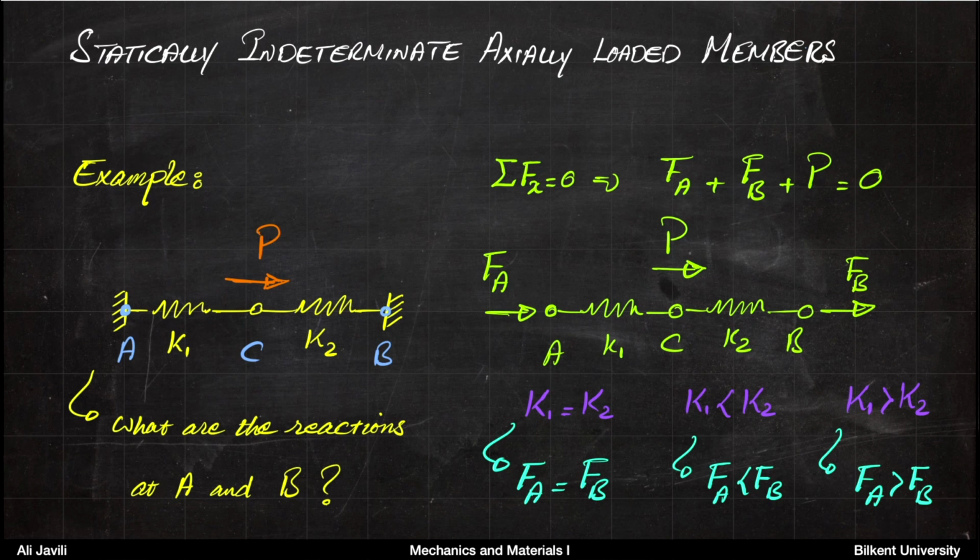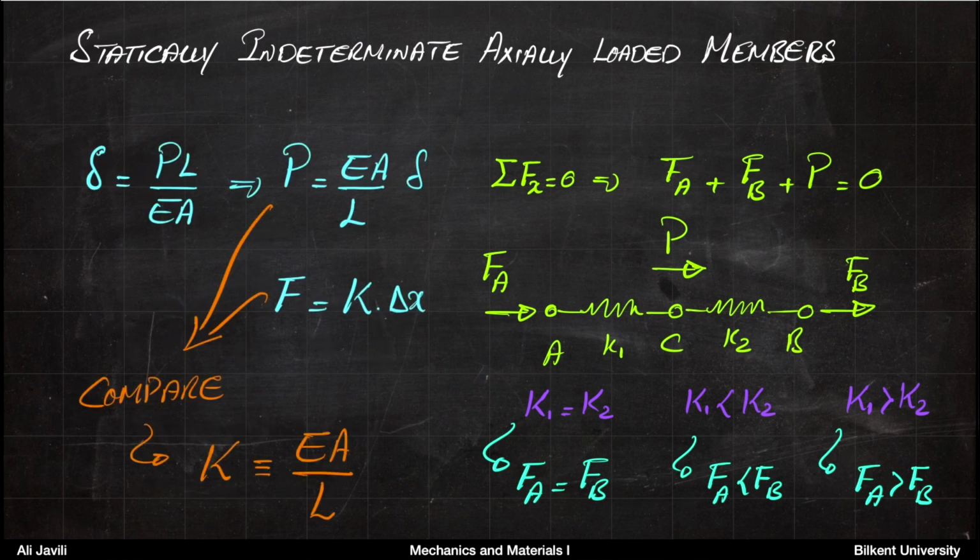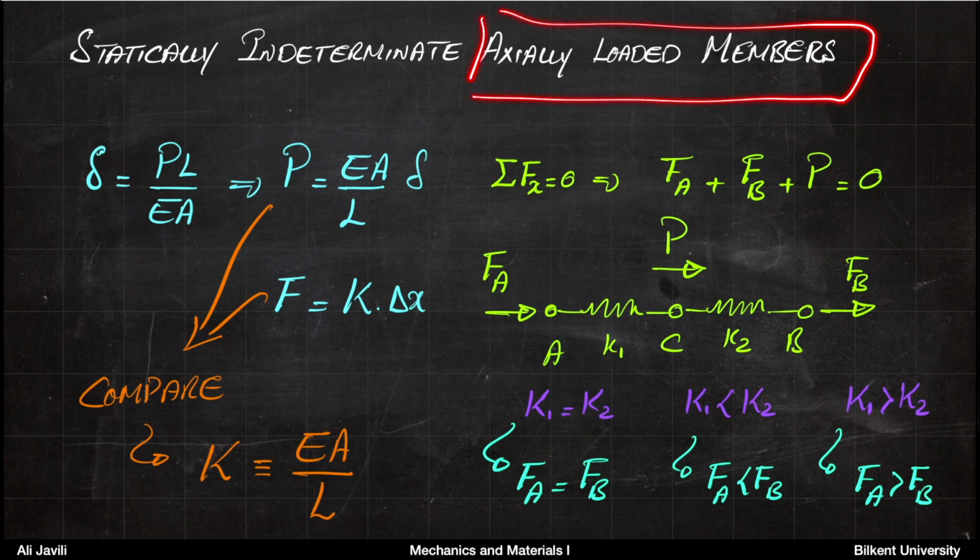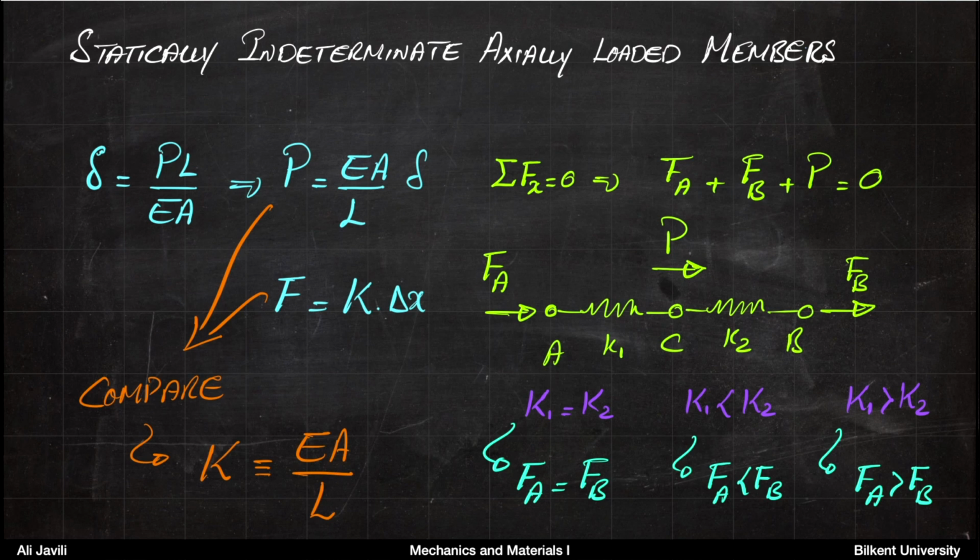Okay, so I think with this intuition, you can kind of feel where we want to go. Now, if you compare the spring problem to the axial loading problem, so we want to talk about axially loaded members, you can remember that delta was PL over EA. Now, if we reorder the terms, we get P equals EA over L times delta.